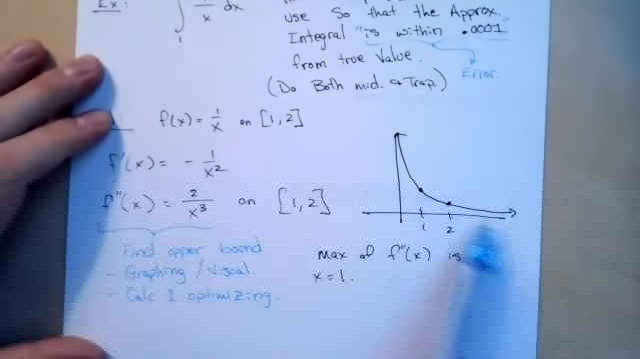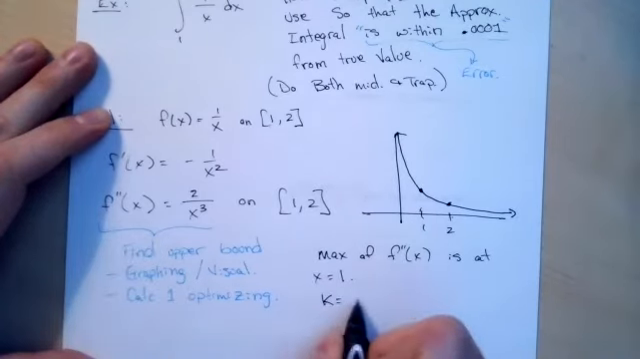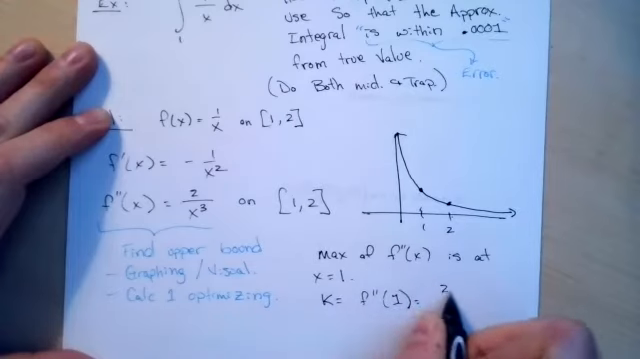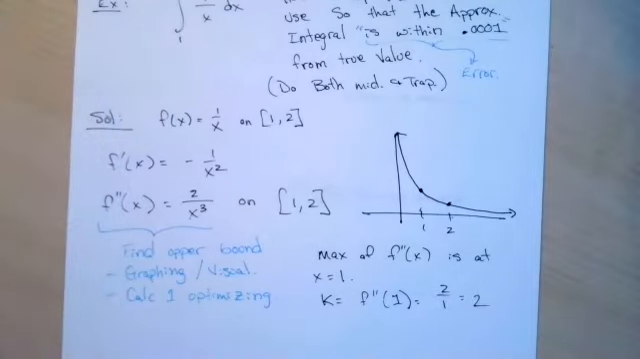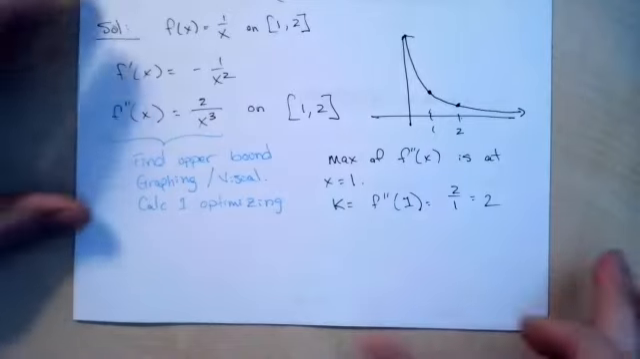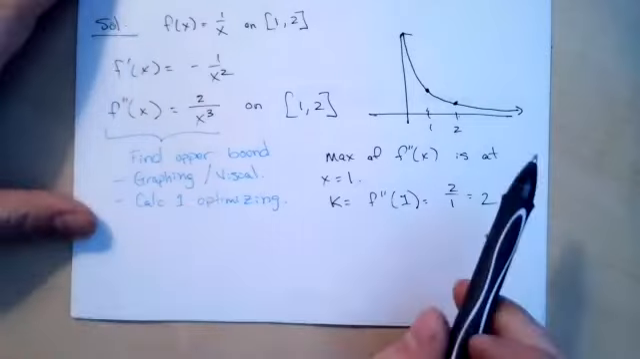This one, not too bad. We know where the max is at. And so our k value is going to be f double prime of 1, which is, of course, just 2. So now we want to plug that into our formula. So let's write it out on this page. I'll need another page and we'll continue.